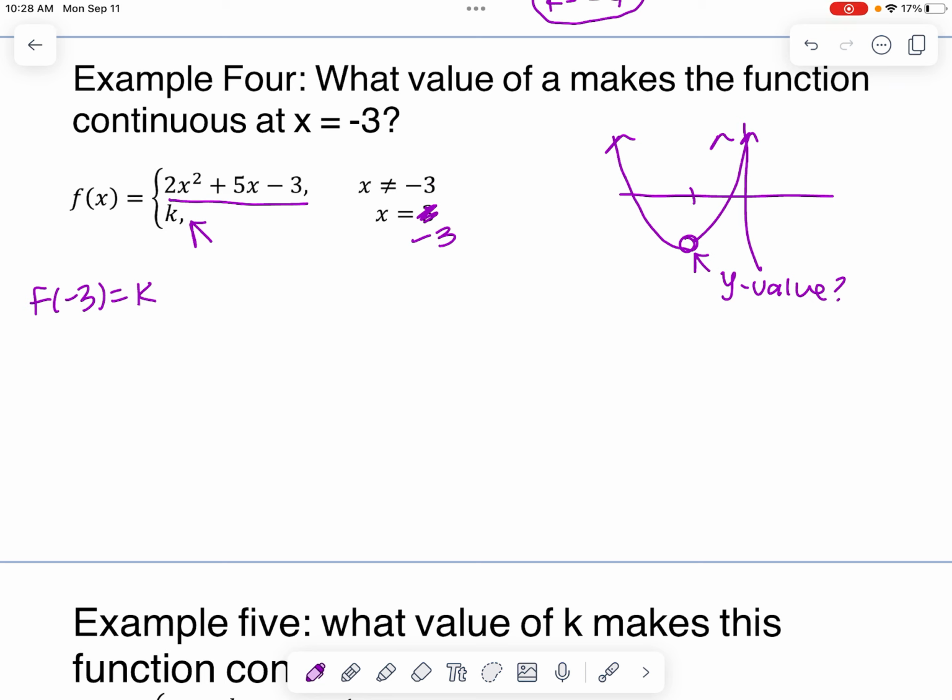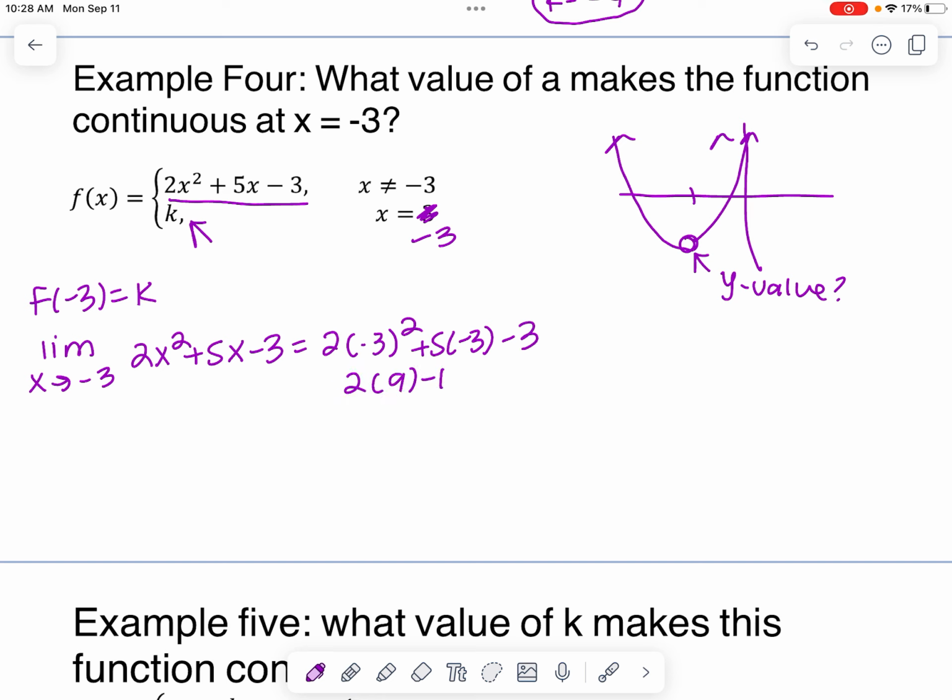So f of negative 3 equals k, because that's what you would use to find k. And then we'll start by finding the limit. Let's try to find the limit as x approaches negative 3 of f of x. So the nice thing about this one is if I plug in, sorry, I'm using this function right here because this is the function that is a little bit less than negative 3 and a little bit greater. If I plug in negative 3 into this one, it just works out nicely. It's going to give us a finite number. So I'll get 2 times 9 minus 15 minus 3. That gives me 18 minus 15 minus 3, which will give me 0, I believe.